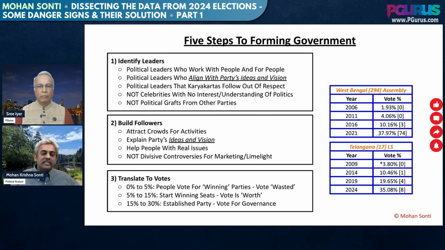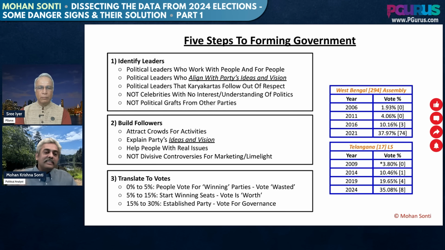So between 5 years, if they do a very good job of identifying the leaders and building the followers, say for example Tamil Nadu might perhaps skip a step or two, because you really have a good leader, and within a few years they can build good followers. They can translate to votes much faster. But this is generally the process.